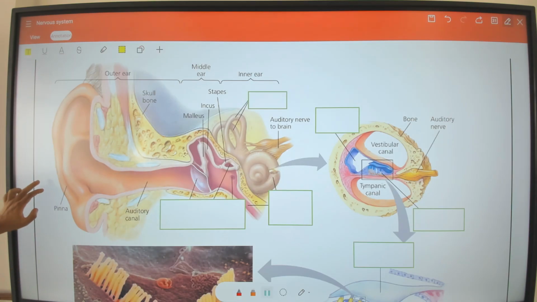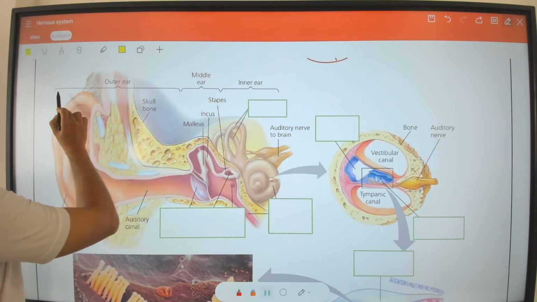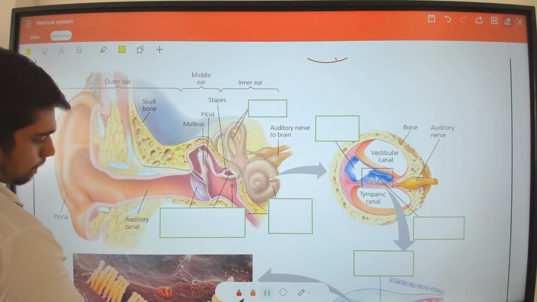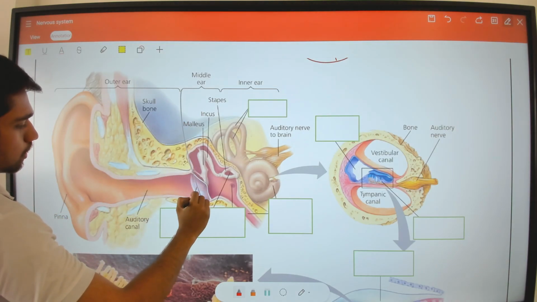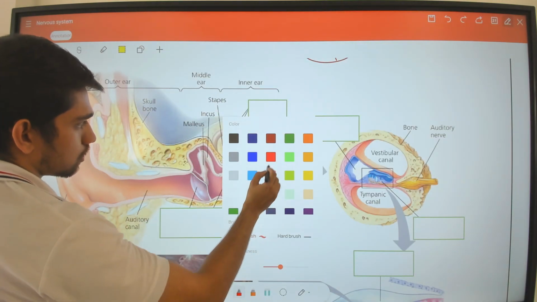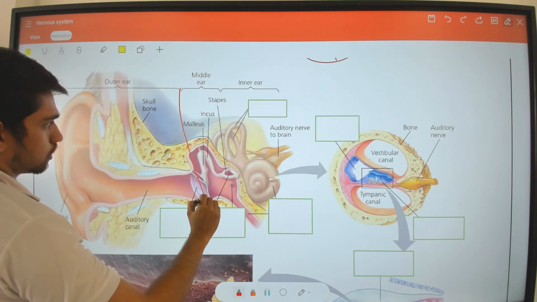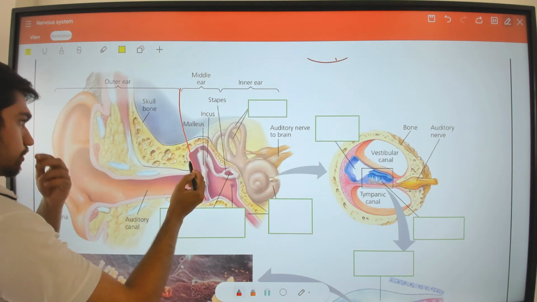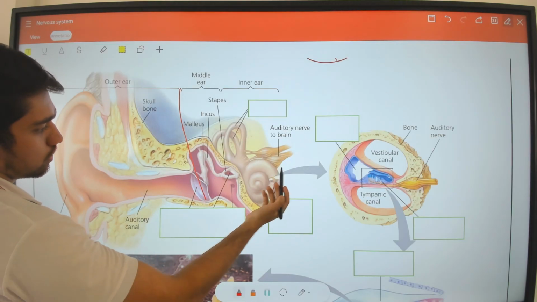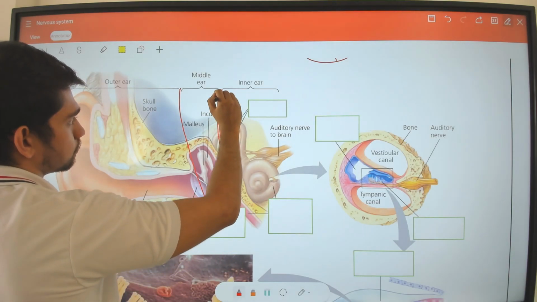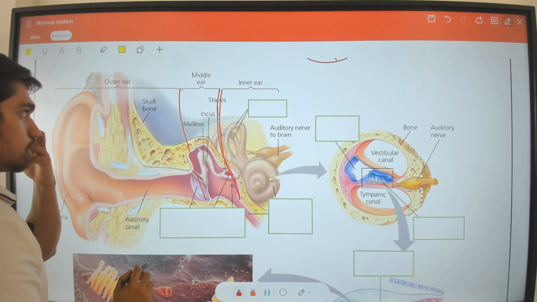Okay, let's quickly label this. I hope you can see the demarcations up to the tympanic membrane. Up to the tympanic membrane, it is the outer ear. Then between the tympanic membrane and the lateral wall of the vestibule, it is the middle ear. Then everything inner to it is the inner ear.